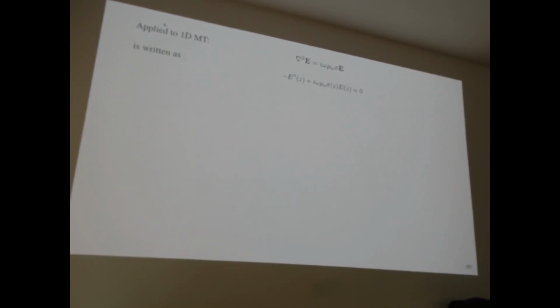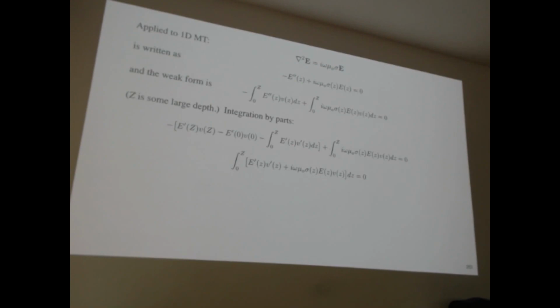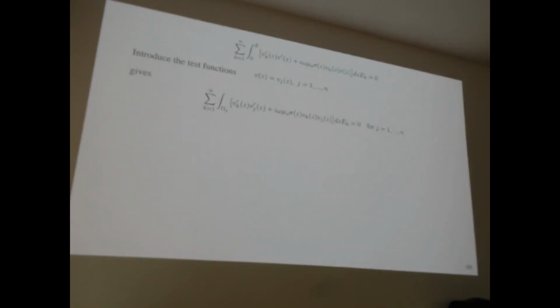So you can apply this to 1D MT. There's our second order PDE. You can write it this way. You've already seen that. And then you create the weak form, and then you can do the integration by parts. And we start putting in our basis functions. And it gets really complicated, which is why everybody likes finite differences and finite elements. But finite elements have lots of real advantages.